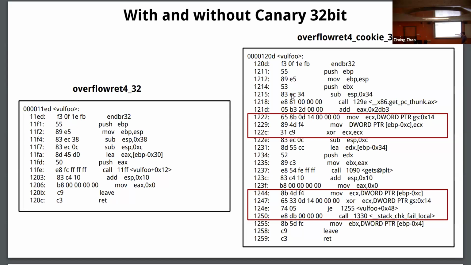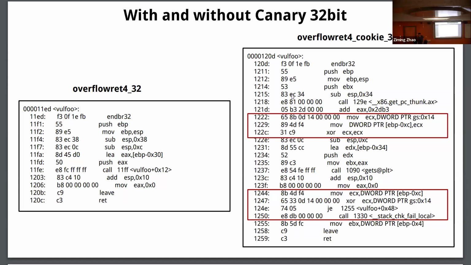So if they are equal, then we keep going. If they are not equal, then we will call a library function, underscore underscore stack check fail. And this function will print out a string and also kill the program. The string will be something like stack smashing detected.